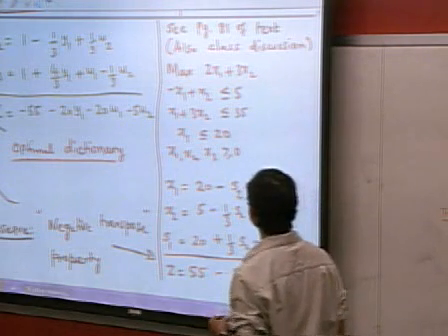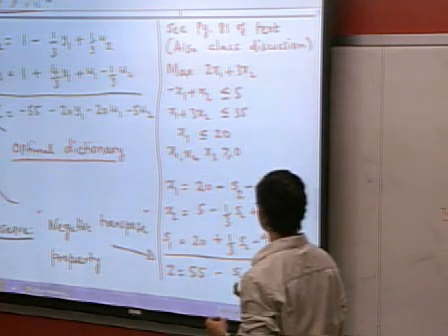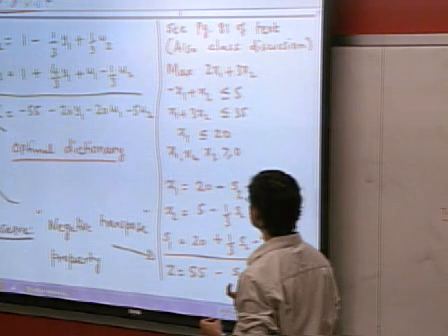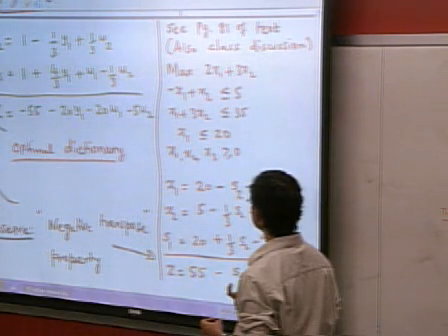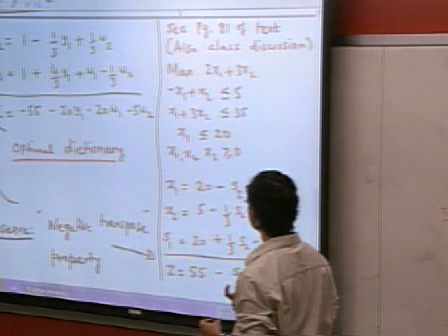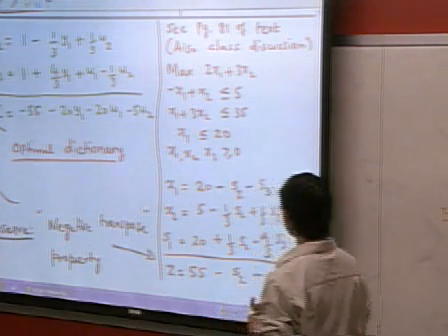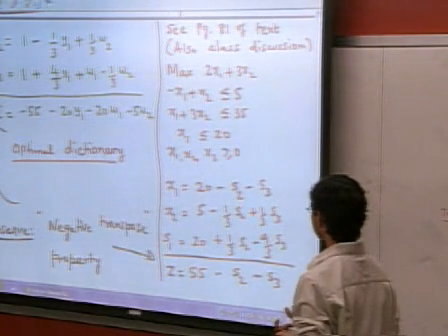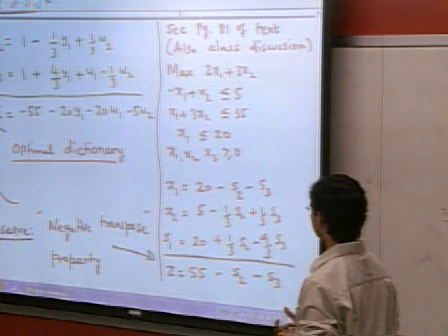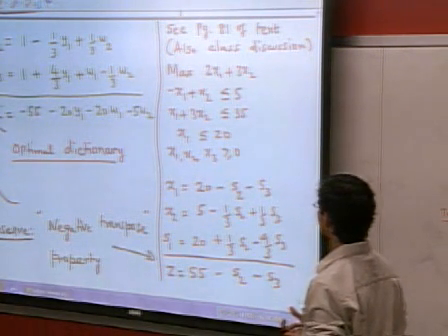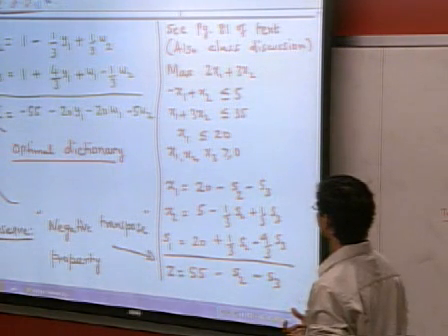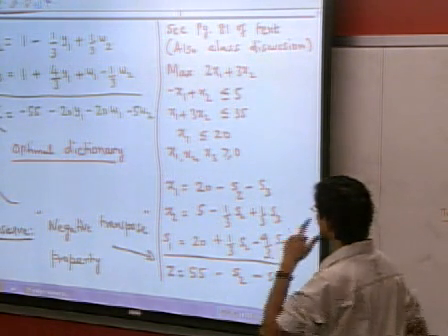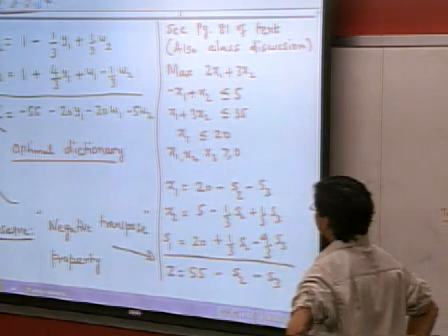Something is not right. I think there's some error in one of these dictionaries. For the x1 row, there is no W1 and Y2.